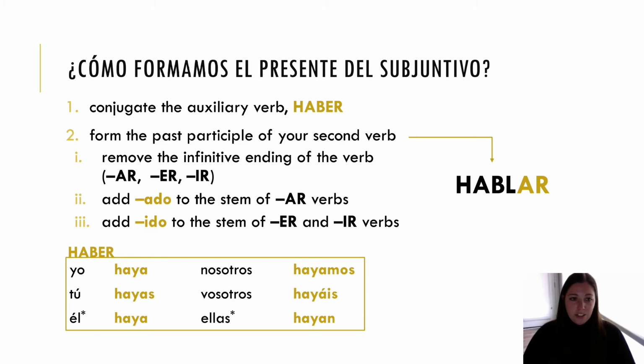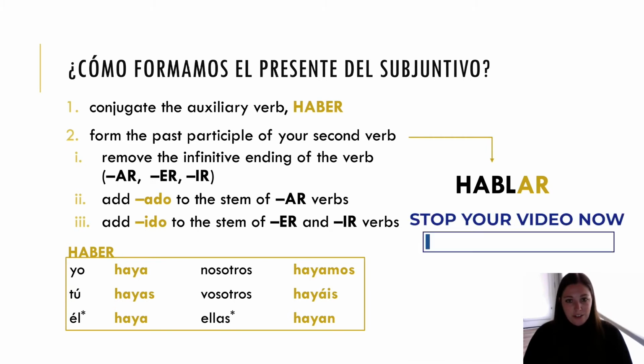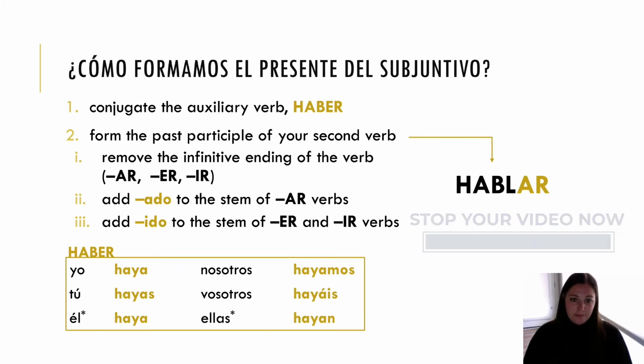Step 1, conjugate the auxiliary verb haber. So you would find, for instance, if you were doing the yo form, haya. Then you would form the past participle of your second verb, so you would remove the infinitive ending of the verb, in this case the ar. And since it's an ar verb, you would add ado. So if we keep it in the yo form, it would be yo haya hablado. Go ahead and take a second to pause this screen and write out the conjugations for all of the forms. And then the next slide will give you your answers.